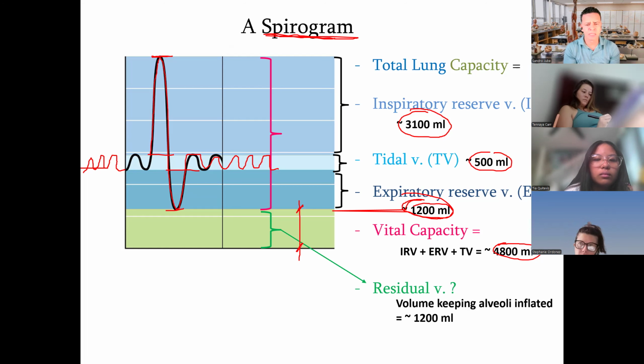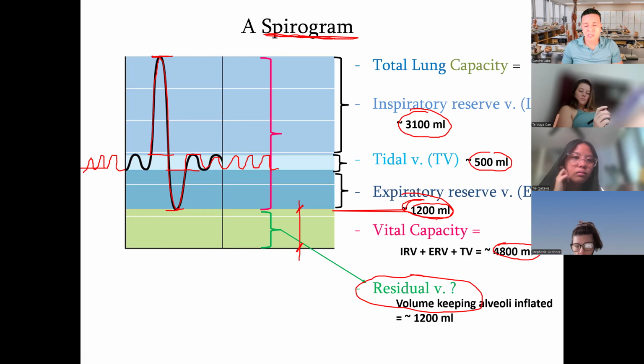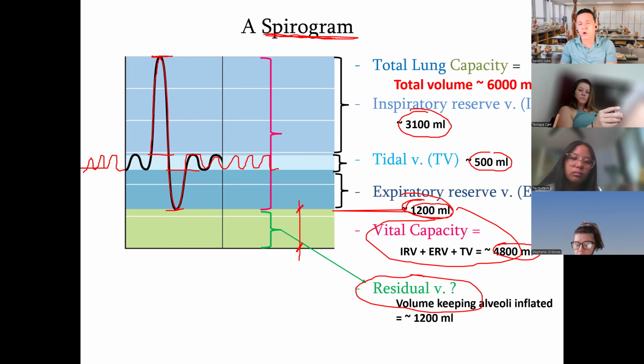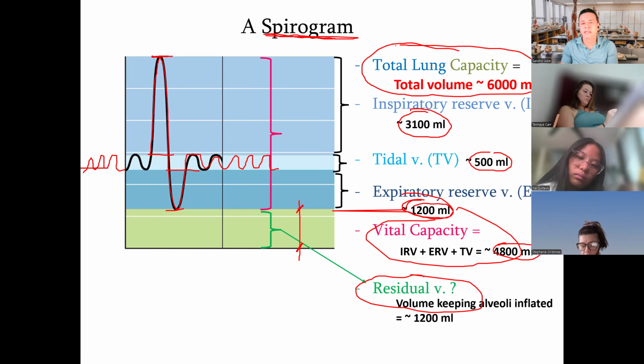Have you ever heard of people that had a collapsed lung? That is because they are losing the residual volume from the alveoli. Okay? When I add the residual volume to the vital capacity, I get what is called the total lung capacity, and that is about 6 liters of air that goes in and out of our lungs. Any questions, folks?